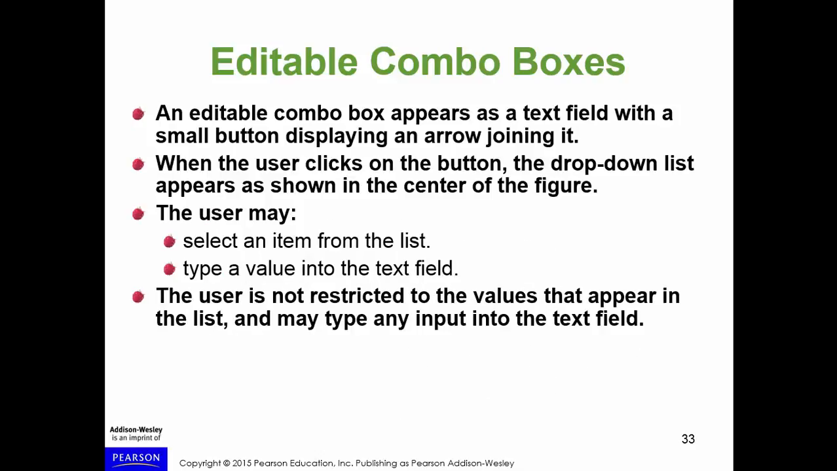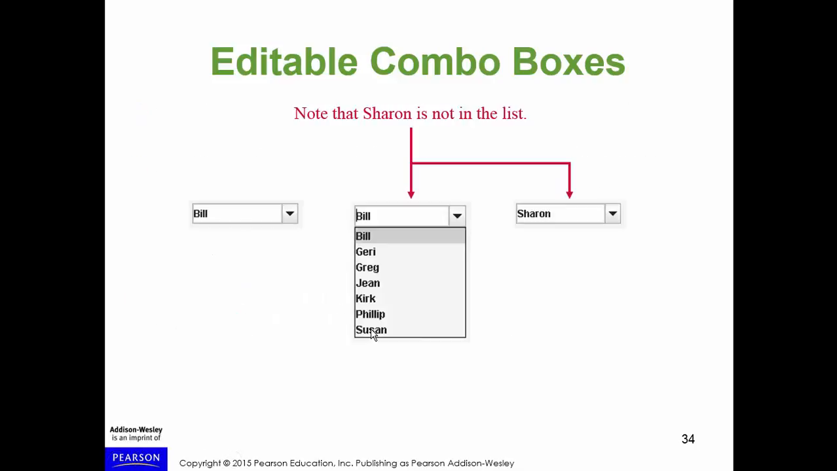As it says there again, an editable combo box appears as a text field with a small button displaying an arrow joining it. So again, you can select an item or type in your own. You're not restricted to the values that appear in the list. So there is an example. Sharon's not in the list. But the idea is if you put in Sharon and you hit enter, typically what you're going to want is that be added to the list.